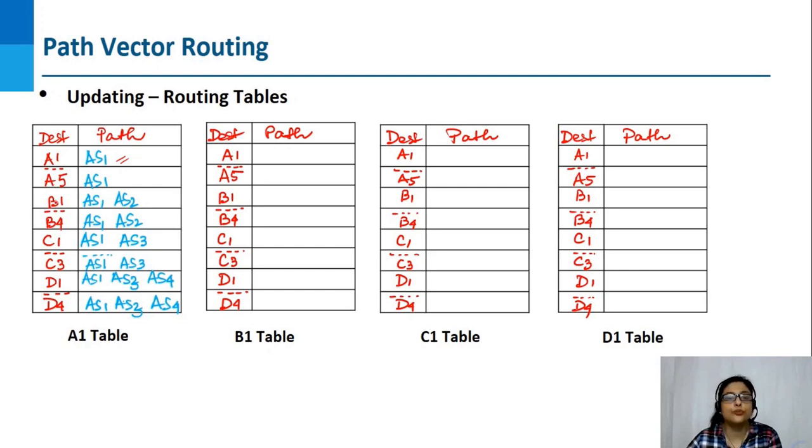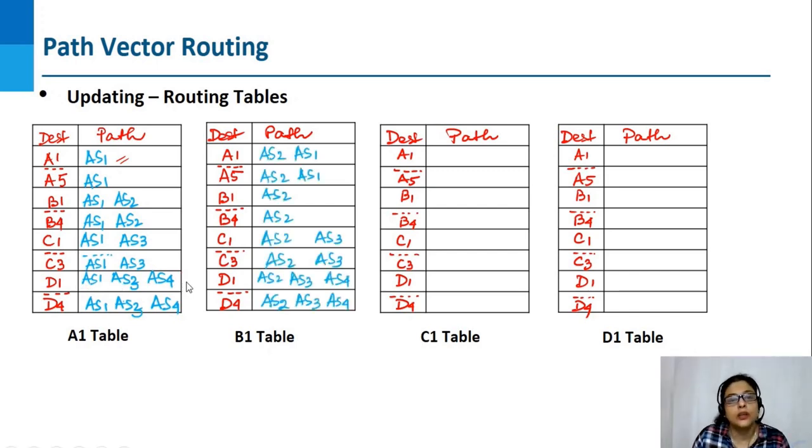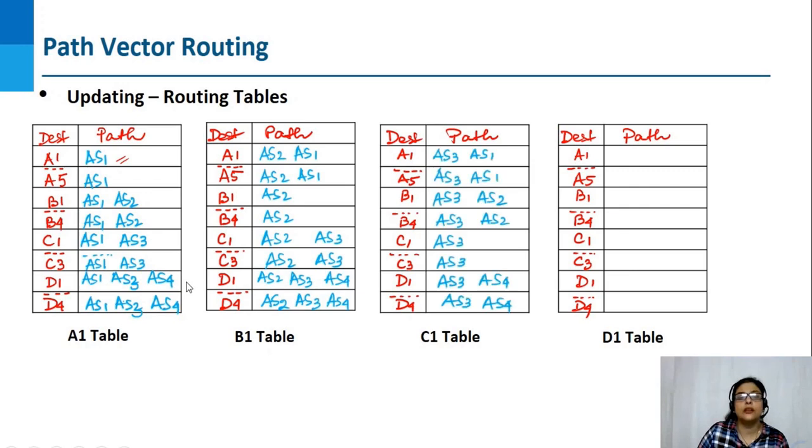Now in order to go to B1 to B4, it has to take the path AS1 and then AS2. In order to go to C3 and C1 and C2, it has to take the path AS1 and AS3. And for D1 to D4, it has to take 3 paths. So AS1, AS3 and AS4. Similarly, we can fill up the routing tables of B1, C1 and D1.